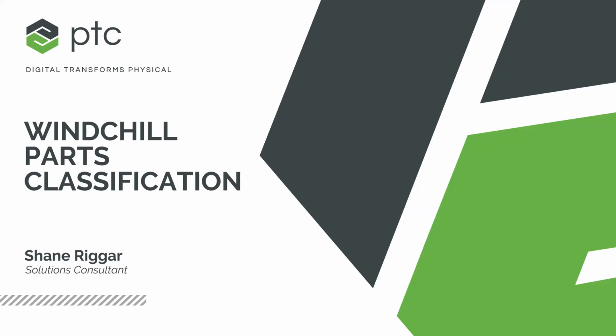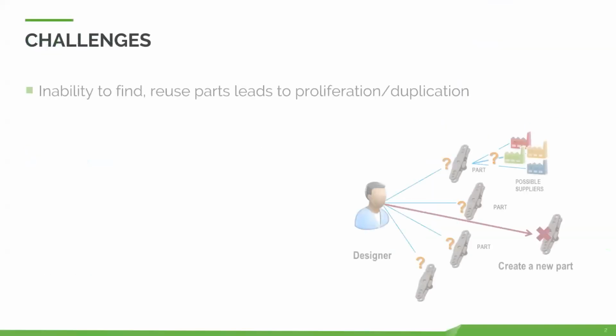Yeah, so we can get into it. Like Rob was talking about, it's going to be all around parts classification. So within Windchill, how do you manage your parts? How do you find your parts, and how do you make sure that there's no reuse, right? So that's a big challenge that we face with a lot of our customers, being able to understand what parts they're currently working with, classifying those parts, and having an understanding of what you're currently working with.